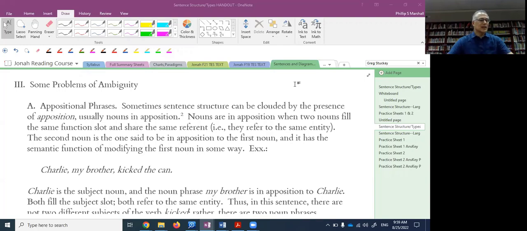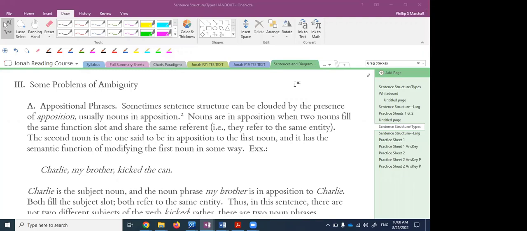Okay, so let's talk about problems of ambiguity. One of the things that we're going to face in reading Hebrew, and it's going to be a little bit complicated and confusing and disorienting, is when we come to what are called appositional phrases. Hey, Dr. Marshall, this is Dan.